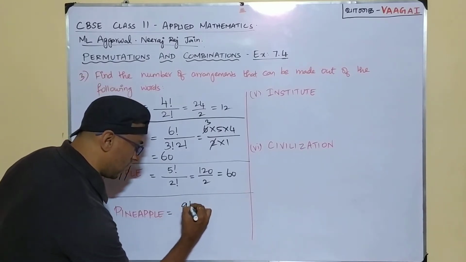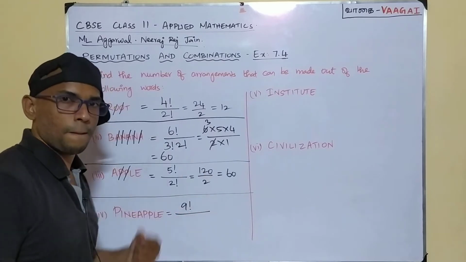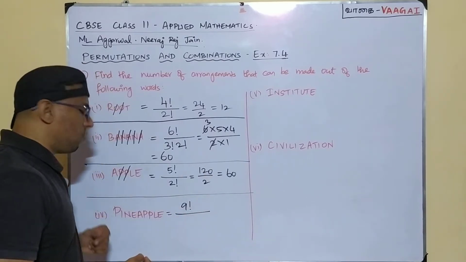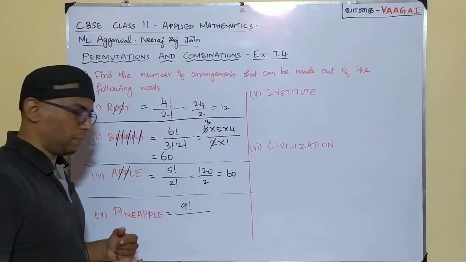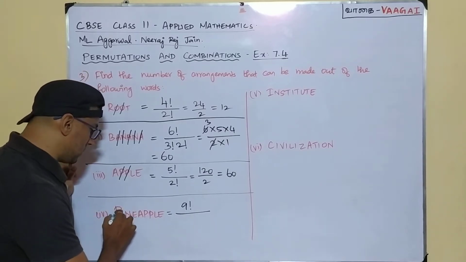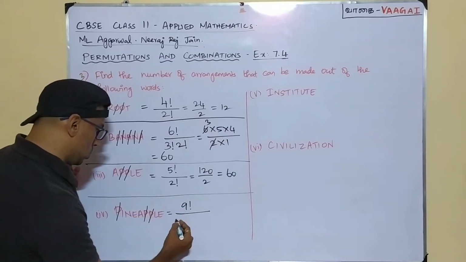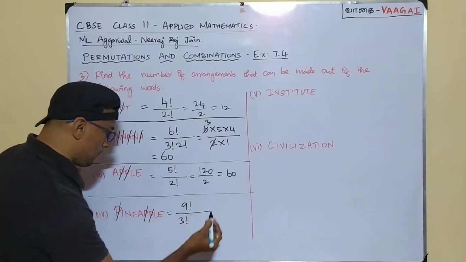So take 9 factorial and we must divide this 9 factorial by what number? Just see for repetitions whether any letter is repeated. Yes, there are letters repeated. There are 3 P's available, right? 1, 2, 3. There are 3 P's available. So that means I can divide by 3 factorial.